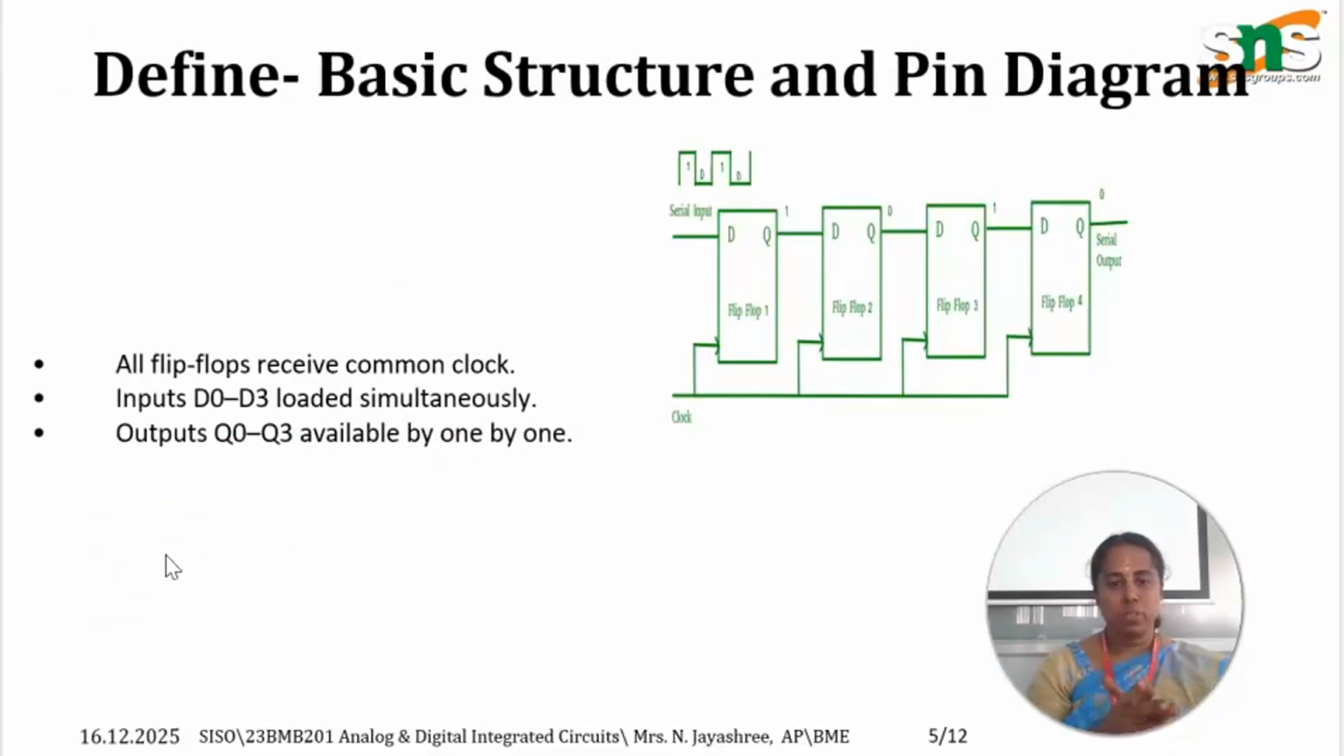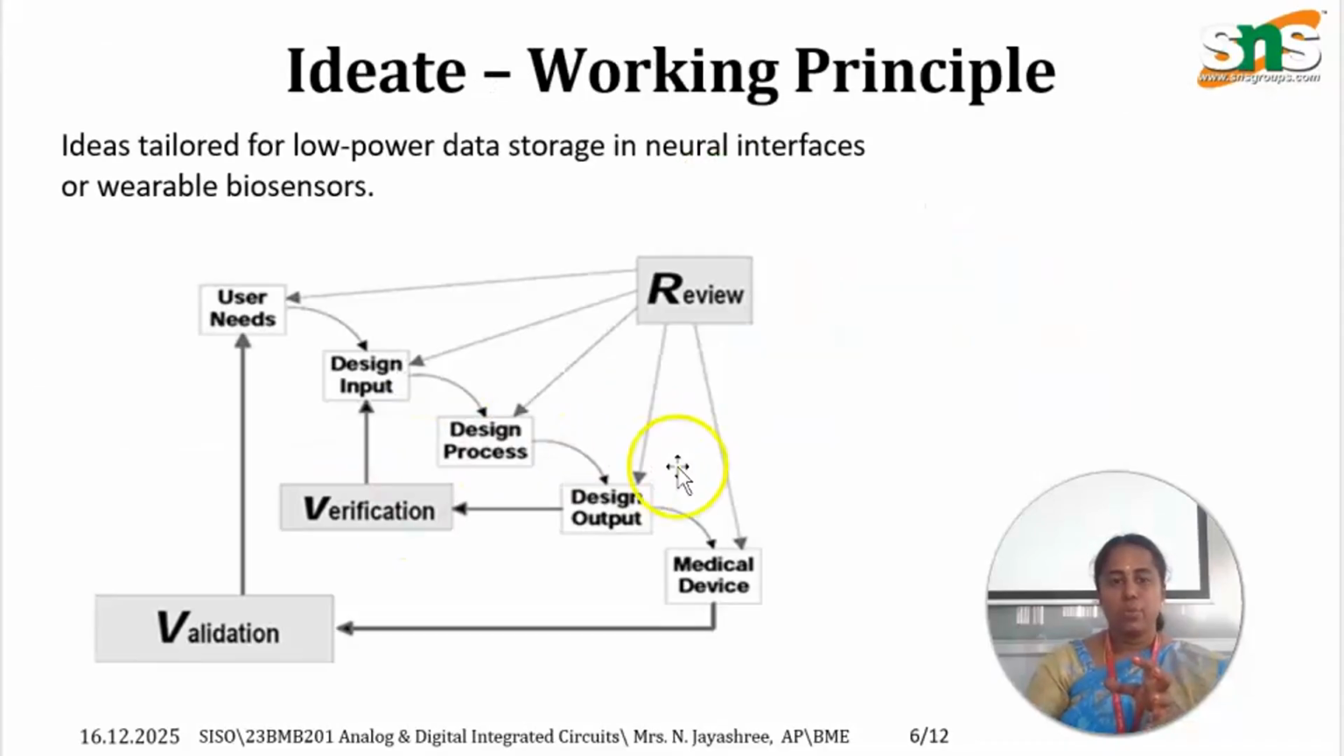Next one is what? Basic structure, and this is the pin diagram of the SISO. All flip-flops receive the common clock signal, that is synchronous transmission. All the flip-flops receive the common clock from this clock signal, and the inputs D2 to D3 are loaded simultaneously and the outputs Q0 to Q3 are available one by one. Next one is what? Ideate stage. The ideate stage is tailored for low power data storage in neural interfaces or wearable biosensors.